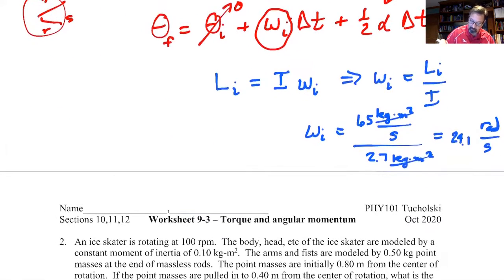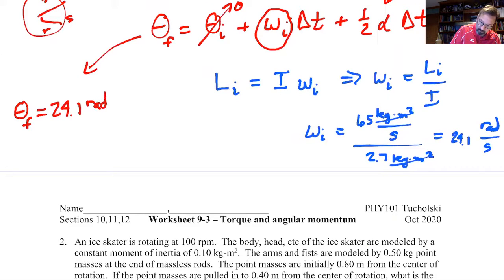Now we can finish up the problem in the little space that I've left myself, because I've been writing like a gorilla with really big letters. But let's go back to that. I'll bring this down here, and we'll say that the final angle, how far it rotates as it's slowing down, is equal to 24.1 radians per second times our time interval, which is still 1.9 seconds. That's the slowdown time.